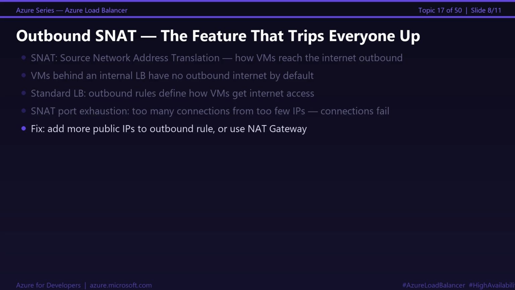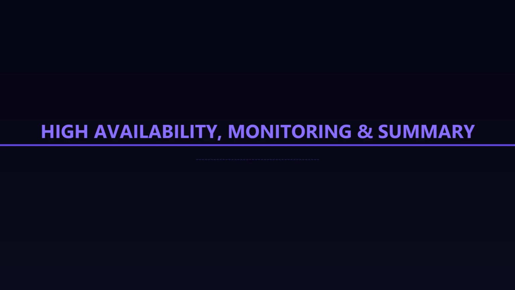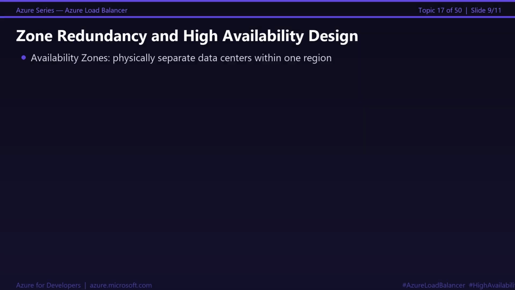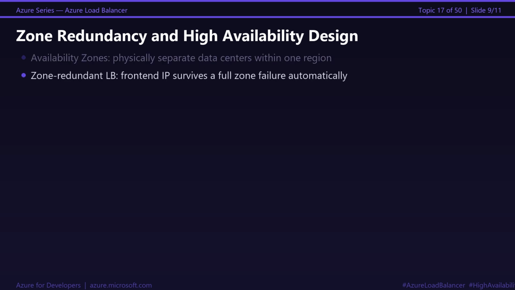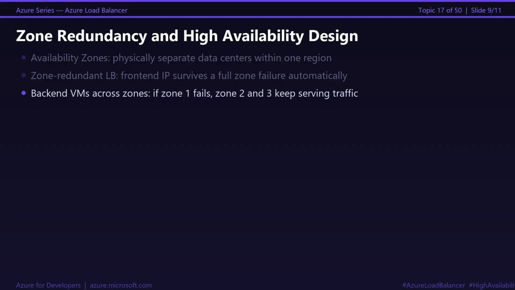The load balancer surviving doesn't help if your servers are all in one zone. Spread your VMs across Zone 1, Zone 2, and Zone 3. Zone 1 goes down, health probes detect those VMs as unreachable. Traffic automatically redirects to the healthy zones. Visual idea: 3 zones, VMs in each, 1 zone fails, traffic arrows redirect. This is your baseline for production. Zone redundant load balancer plus VMs spread across zones. That's the 99.99% SLA. That's real high availability.